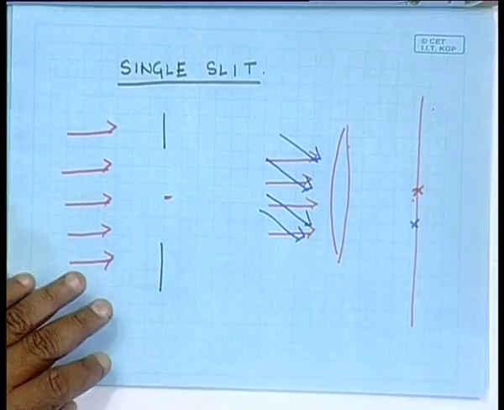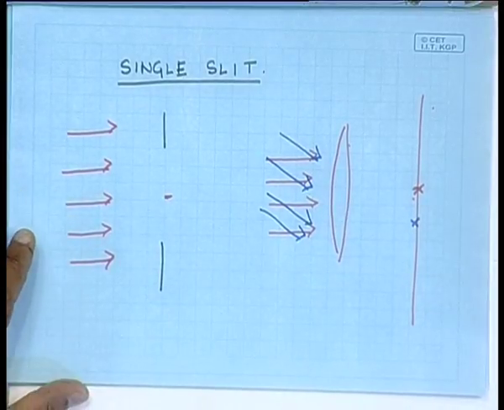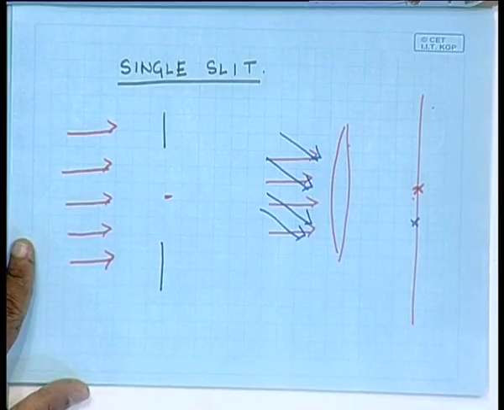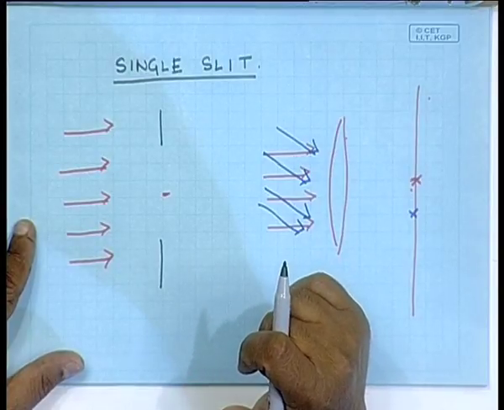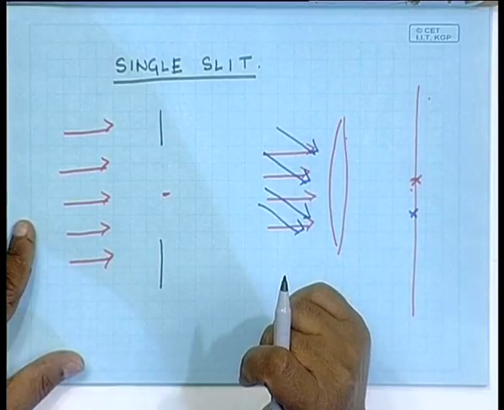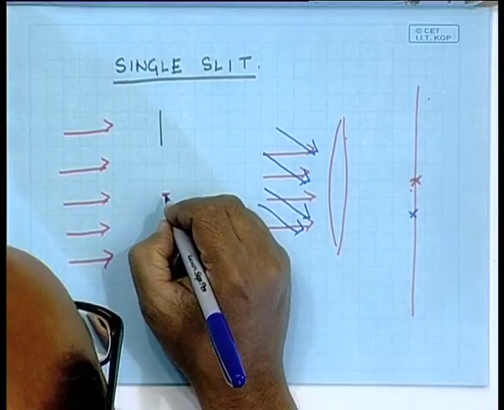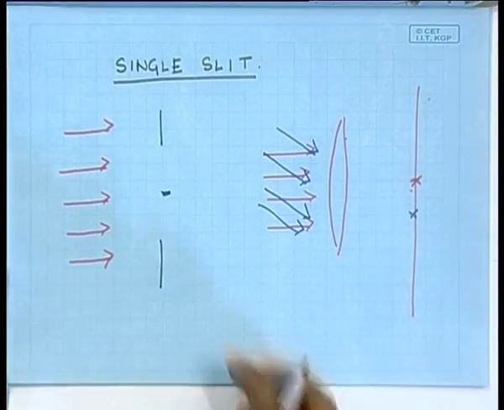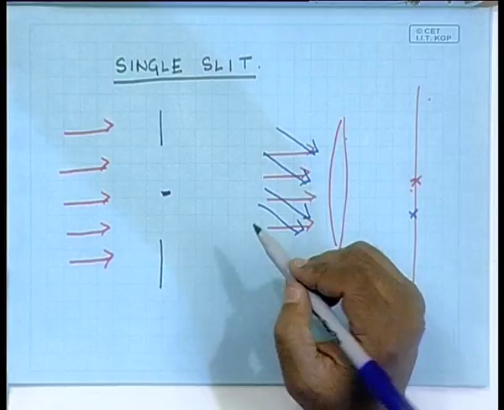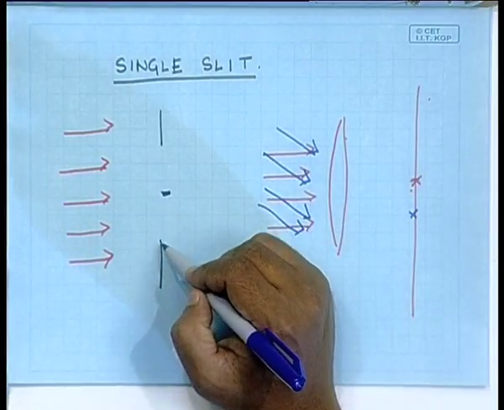Now, how do we handle this situation? We will apply the Huygens-Fresnel principle and analyze this particular situation. Okay. So, what does the Huygens-Fresnel principle tell us? The Huygens-Fresnel principle tells us that each point on this aperture, on the slit, is going to act like a source for a secondary wave. So, let me now focus on a point at the center. Now, let us first ask the question, how many secondary sources are there in the slit?